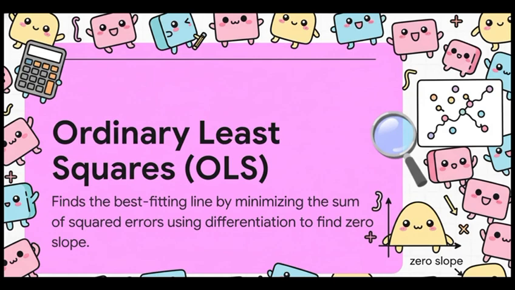And that's it. This entire technique is called ordinary least squares, or OLS. And now that name should make perfect sense. It's the method of finding the best line by minimizing the sum of the squared errors, that's the least squares part, and it does it using calculus to find the exact point where the cost function's slope is zero.